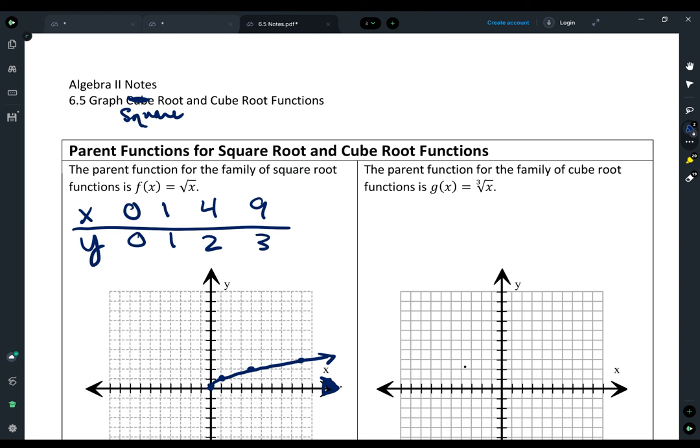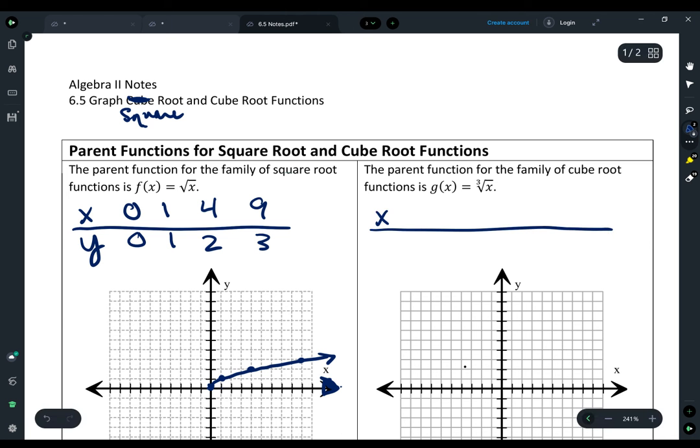So on the second one, for a parent function for a cube root, I am going to have an x y table. Also, this time I want to think, can I take cube roots of negatives? And I can. A cube root of a negative number is just a negative. So I can take, for example, the cube root of negative 27, because a negative 3 times a negative 3 times a negative 3 makes a negative 27.